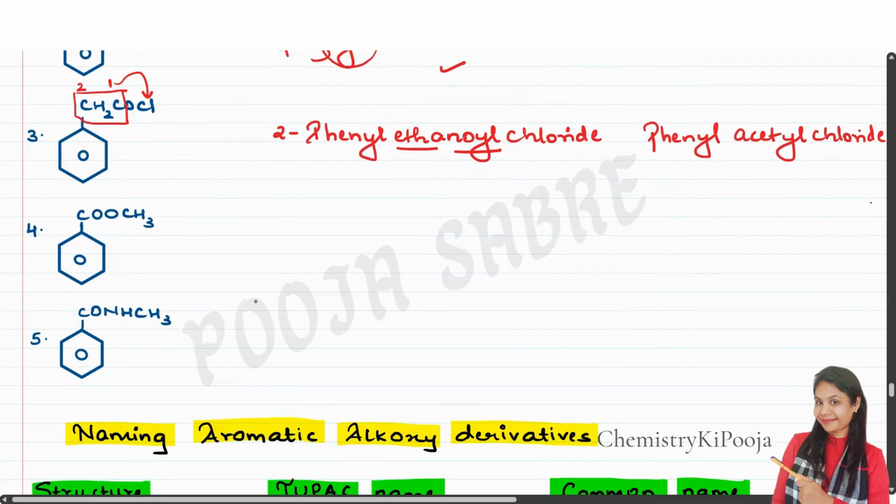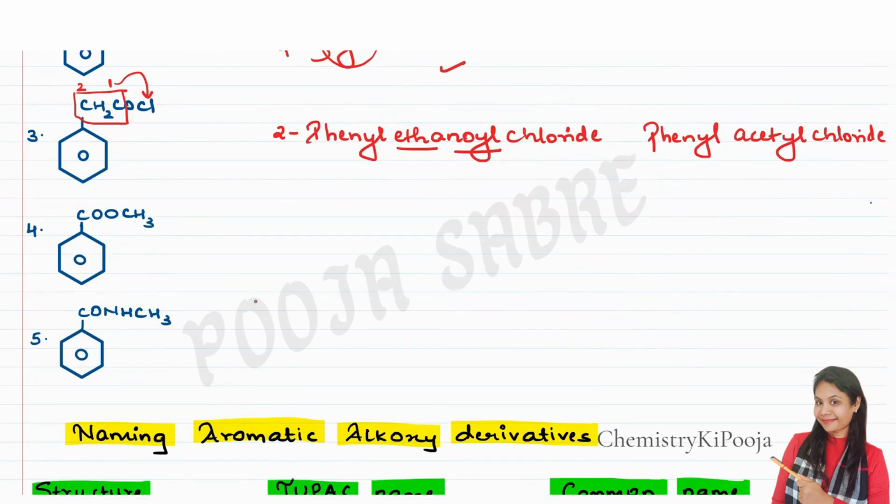Coming now to the fourth question. The fourth structure is COOCH3. This is the ester group, and for an ester we are going to add the suffix oate, right? Whereas the fifth one is again an amide group. You can see the carbonyl group attached to nitrogen, so it becomes an amide. You can watch my previous lecture to understand which suffix to use and how to write the name for a structure containing both an ester and an amide group.